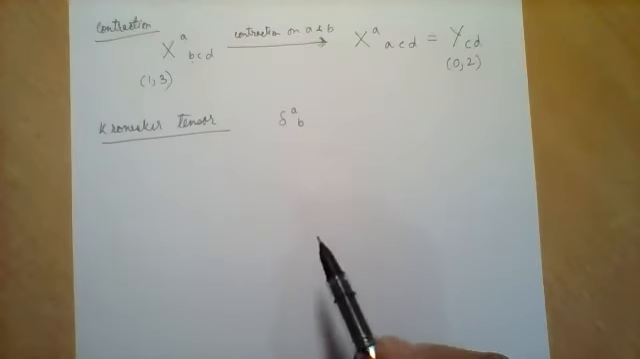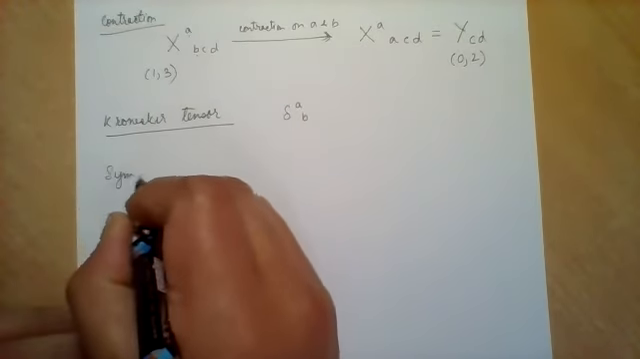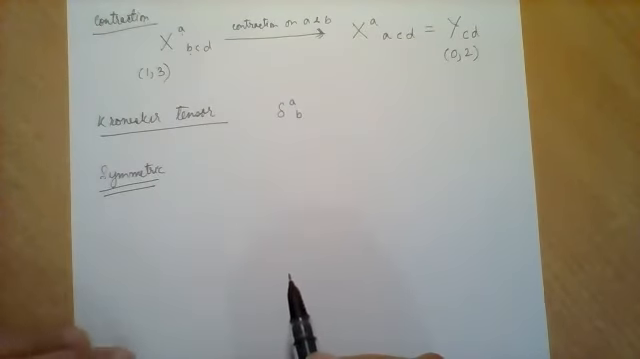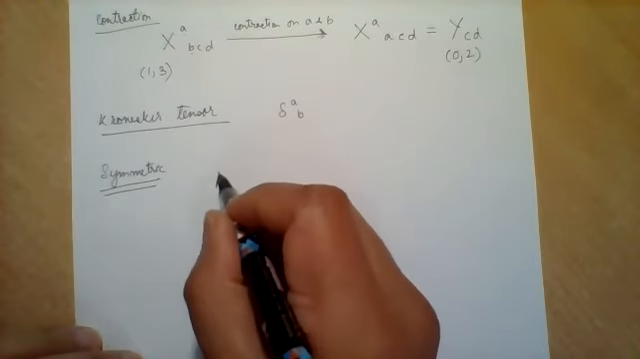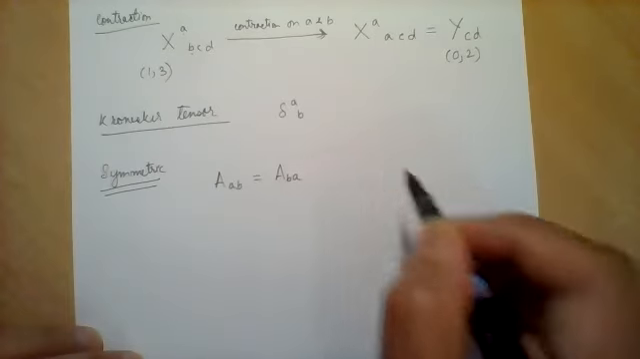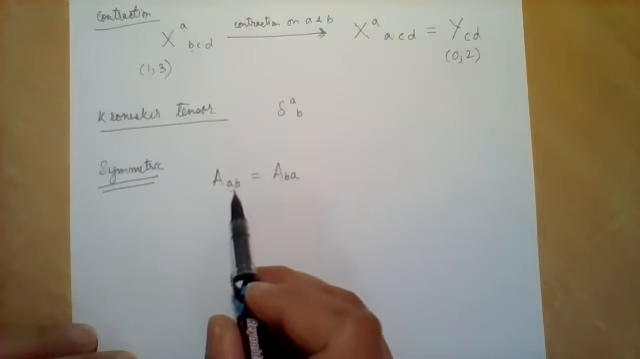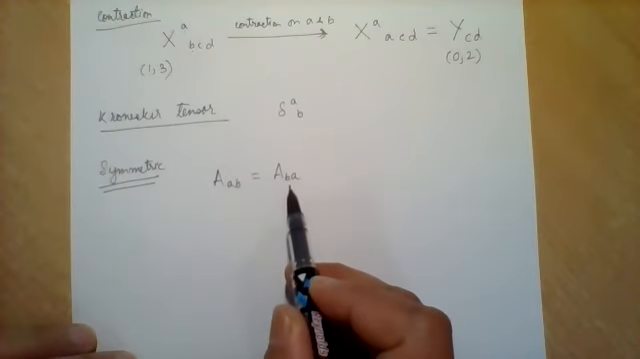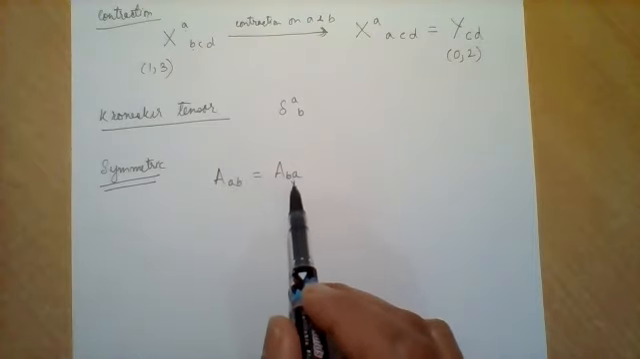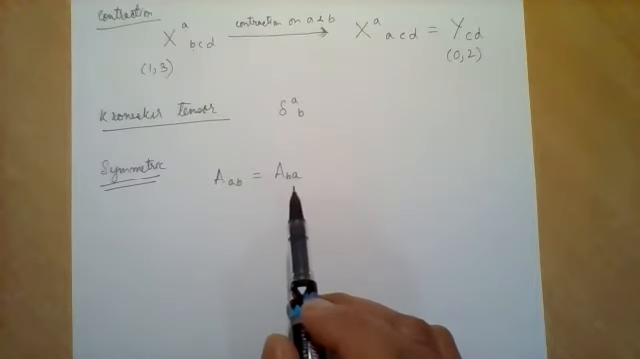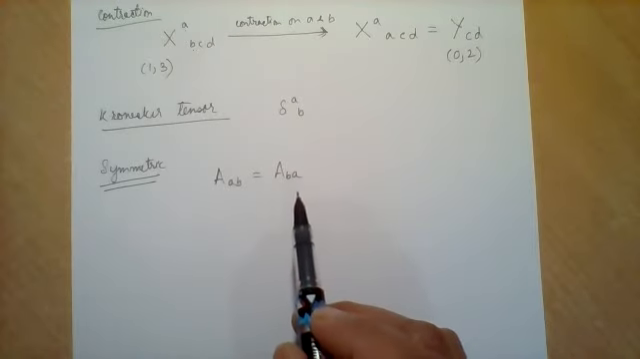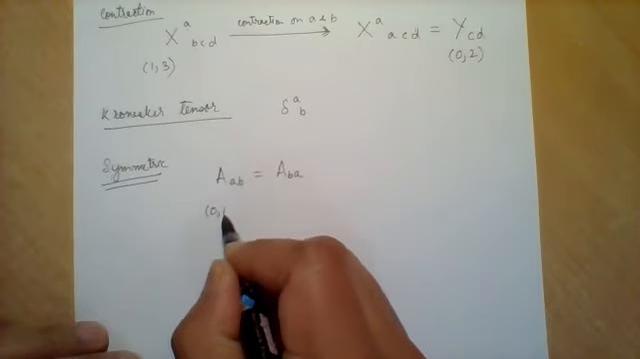Next, symmetric and antisymmetric tensors. Symmetric tensor: A subscript AB, when I interchange these two indices, if A subscript AB is equal to A subscript BA, this tensor is called a symmetric tensor. So this is a symmetric tensor of type 0 2.